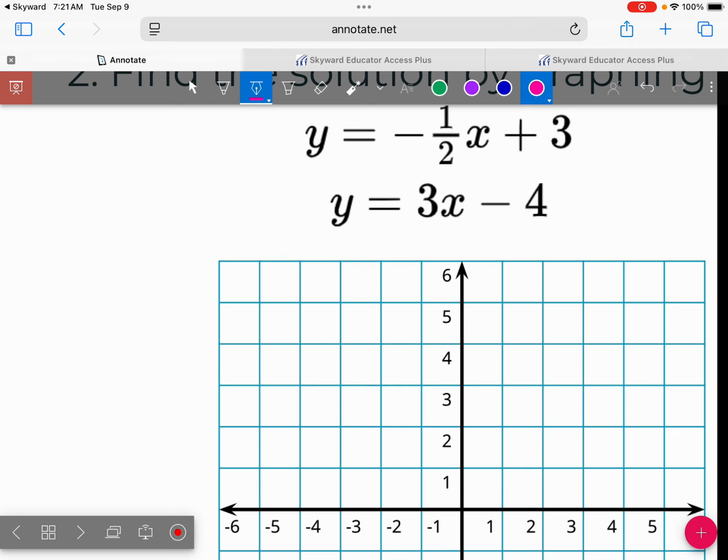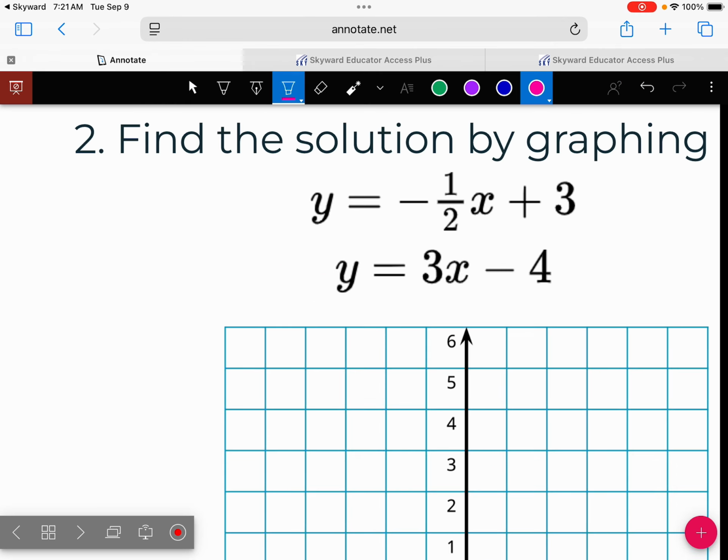All right, the one on the right is very much a review of what we did yesterday. We're going to find our solution by graphing. So that means I need to graph both lines. So I'll do this top one in green. This is in our slope-intercept form. So what's my intercept? Where do I start on this one? 3. Not 3. On the y-axis. Every time it starts on the y-axis for our slope-intercept form.